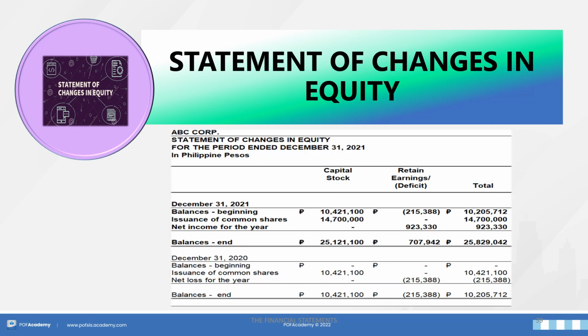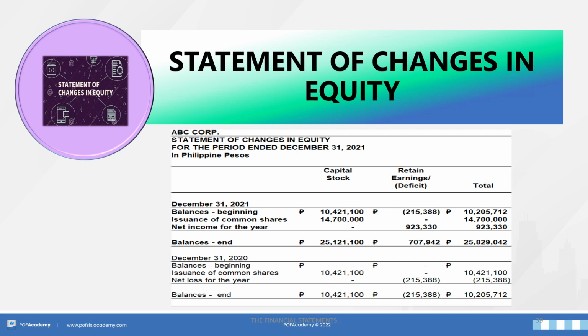As you can see in the illustration, it has the same heading. The first line is the name of the company, which is ABC Corp. The second line is the name or component of the financial statement, which is the statement of changes in equity. The third line is the reporting period, which is for the period ended December 31, 2021. The fourth line is the presentation currency, which in this example is the Philippine peso.